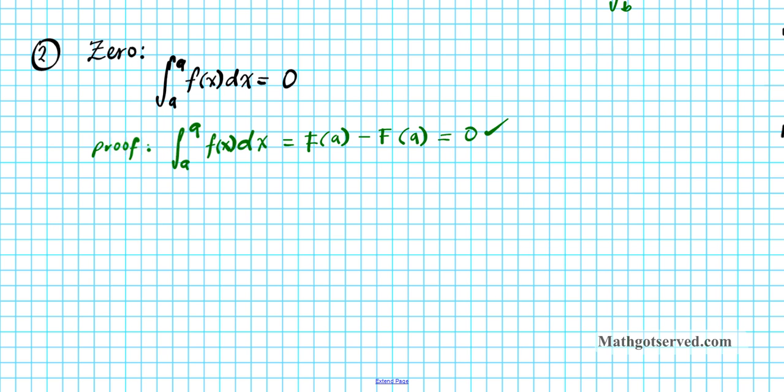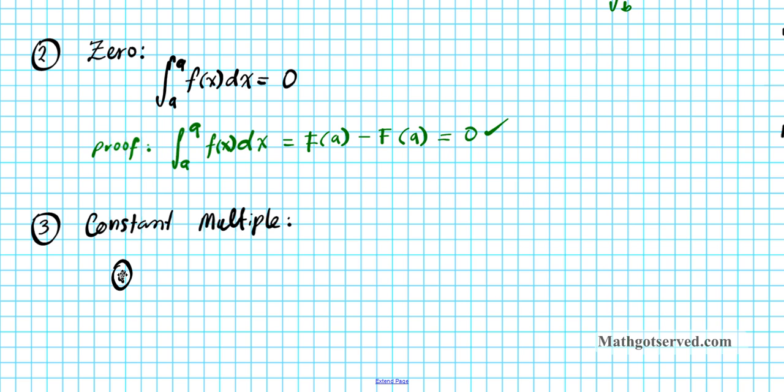Okay, let's take a look at the third rule. The third rule is the constant multiple rule. Very similar to that of the derivatives, constant multiple rule. All right, so what is the constant multiple rule? Well, there are two of them.